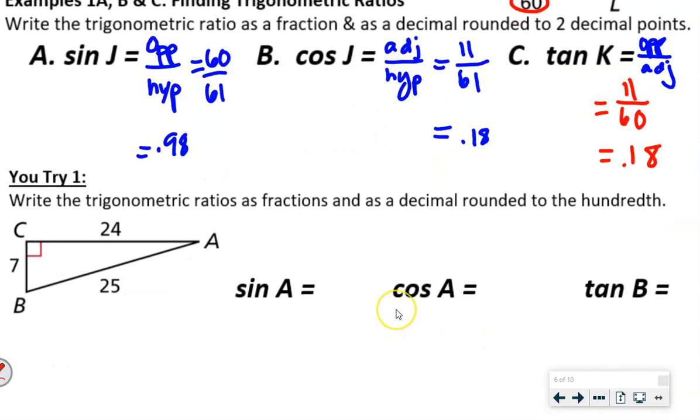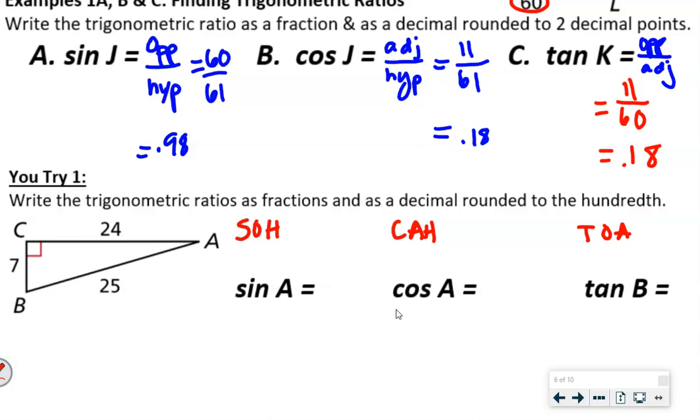All right, so now I want you guys to do this. You try down here. So again, remember what sine, cosine, and tangent are. So S-O-H, C-A-H, TOA, T-O-A, okay? Okay, so opposite over hypotenuse of angle A. Go ahead and do it and come back to me when you're done.